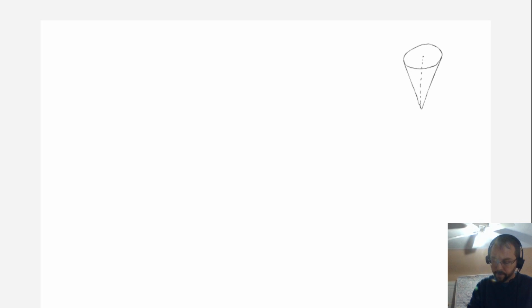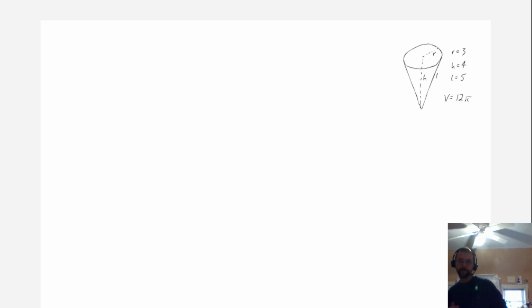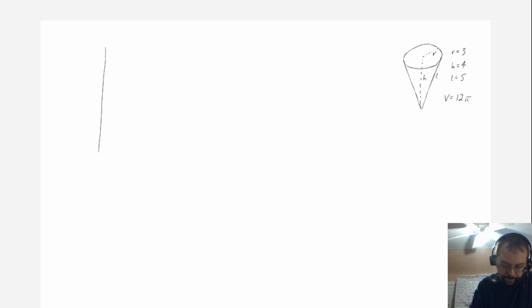And we have R, H, L. We have R equals 3, H equals 4, L equals 5, and what we calculated was volume equals 12 pi. Now let's find the surface area. And we're going to do the same thing. We're going to lay it on the Cartesian plane.